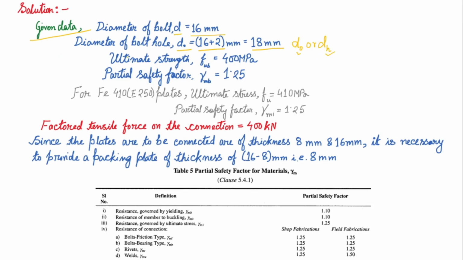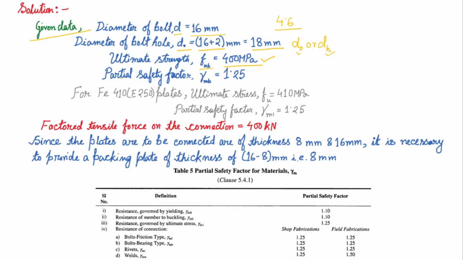Then ultimate strength of the bolt, which is FUB, and it is 400 MPa. In this question they have not given the grade of the bolt, so I have assumed the grade is 4.6. That's why the ultimate strength is 400 MPa.